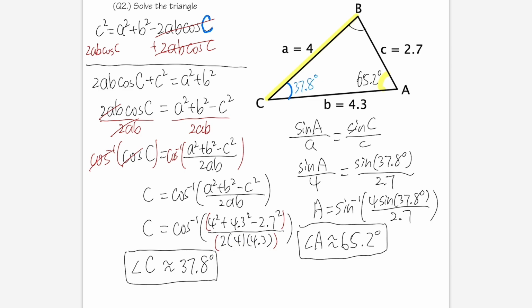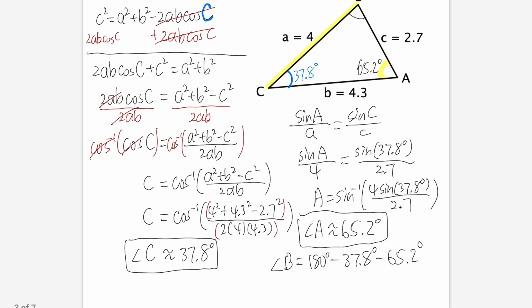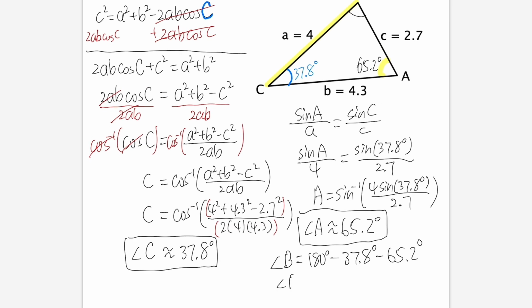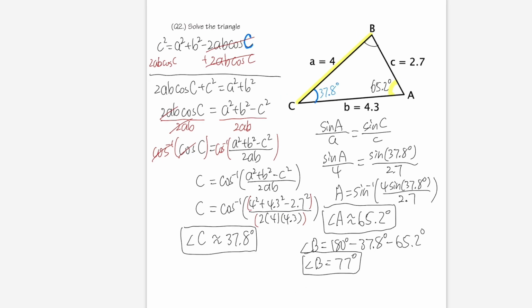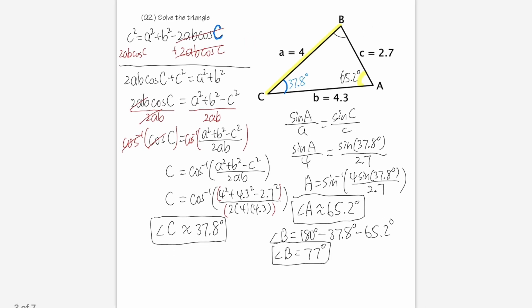Finally, to find out angle B, well, that's just going to be 180 degrees minus the other ones. So the other two, right? So 37.8 and then another 65.2 degrees. So 180 minus 37.8 and minus 65.2. I get 77. Cool. So measure angle B is 77. So that is number 2.